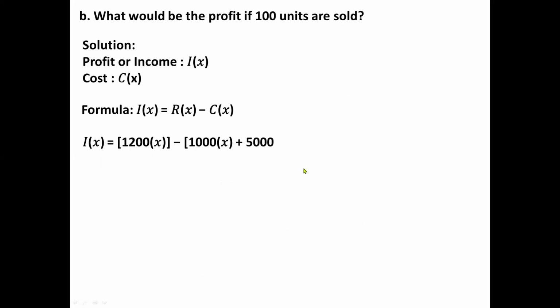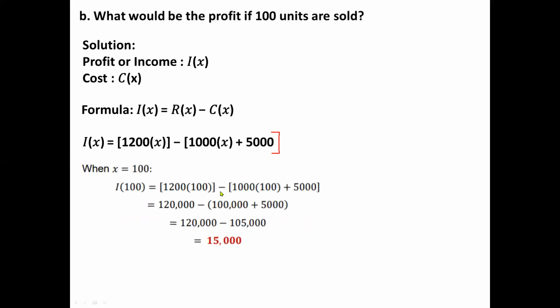And then afterward, we just do direct substitution. Actually, something is missing here, let me add a bracket. So, I of x equals 1,200x minus (1,000x plus 5,000). If we calculate this, we just substitute 100 units for the x's. When x is equal to 100, I of 100 is actually equal to 15,000. So that is the profit, 15,000.